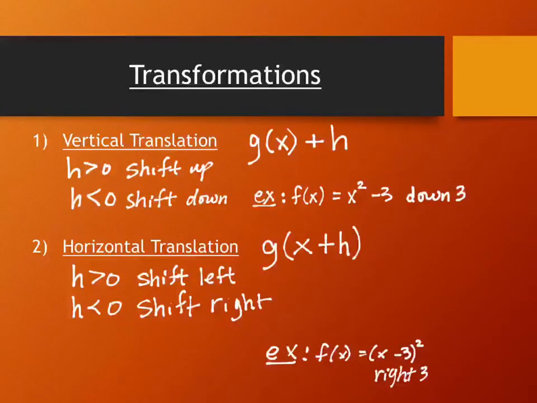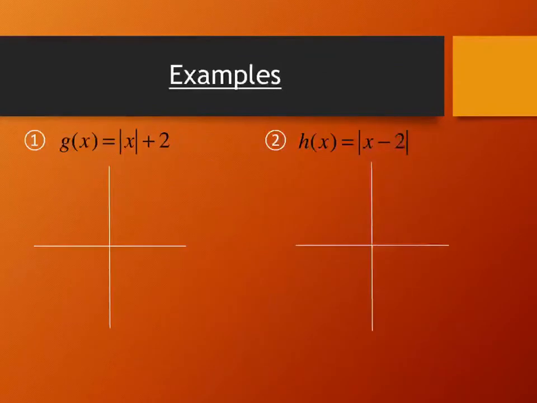Okay, so up and down, left and right. That's translations. There's a second kind of transformation that we're going to talk about, and it's called a reflection. So a reflection starts to look like some of the things we saw when we were talking about symmetry.